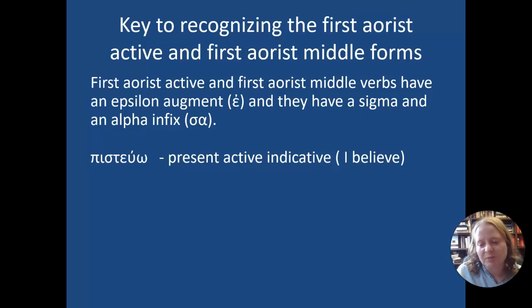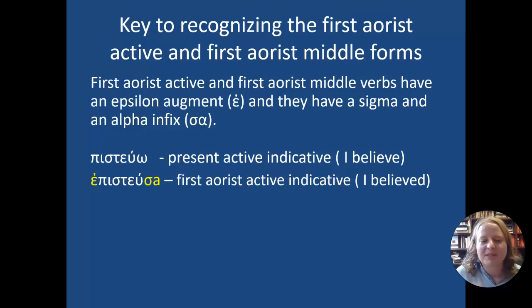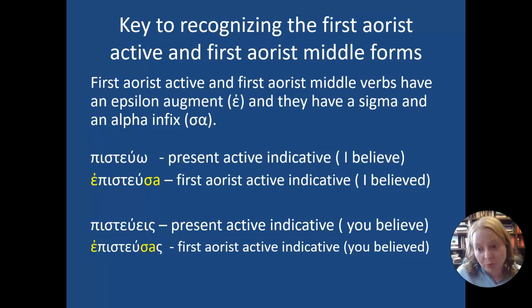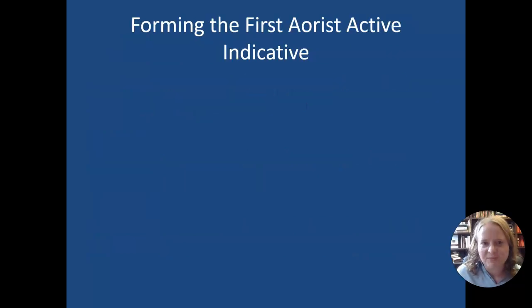So if you've got this verb that you're very familiar with, pisteuo, and you want to put it in the past and just say this happened at some time in the past, simple, we don't know when, it's not prolonged, it's not repeated, just simple past, then you add an epsilon and a sa, and it becomes episteusa, I believed. If you add the epsilon and the sa, episteusas, you believed. It's just in the past tense.